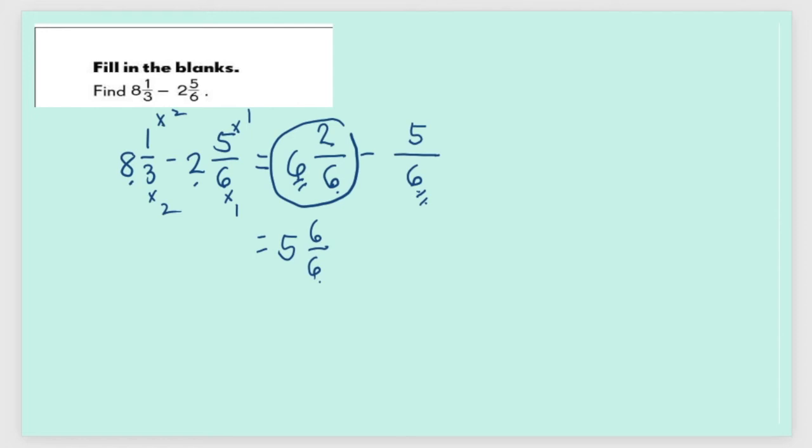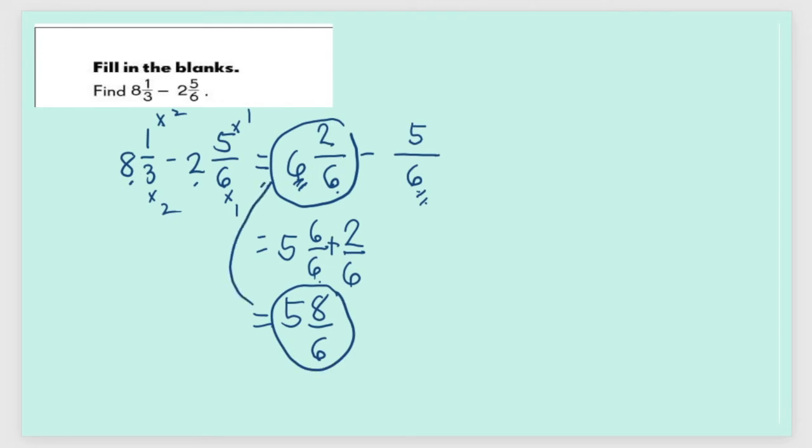Now to continue. We are not yet done renaming 6 and 2/6. We have just renamed the whole number 6. So let's add the 2/6 here. So 6 plus 2 is equal to 8 over 6. So meaning 5 and 8 over 6 is actually the same as 6 and 2/6. We have just renamed this mixed number. Now we are ready to subtract 5/6 from it.